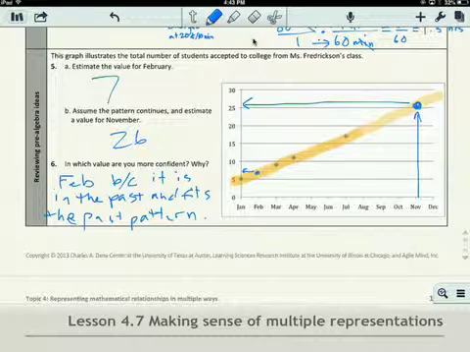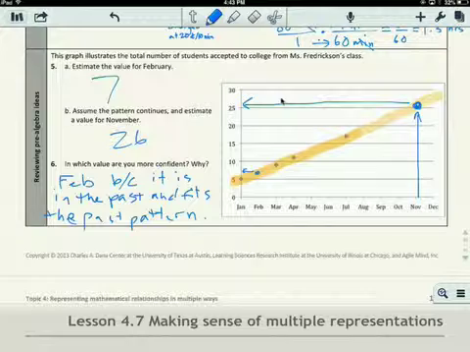Anyways, that's kind of a long-winded explanation as to why you can make good predictions about what happened in the past, but have a little bit less confidence about using patterns to predict the future.